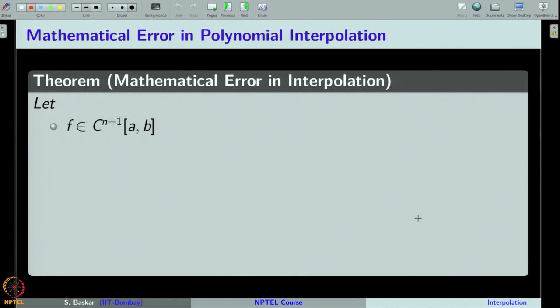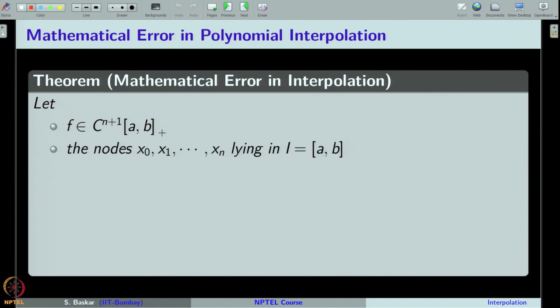Similarly, f double dash also exists. f double dash is also a continuous function, and so on, till the (n+1)th derivative of f also exists and it is also a continuous function. That is what is meant by saying that f is a C^(n+1) function, and notationally it is written like this.